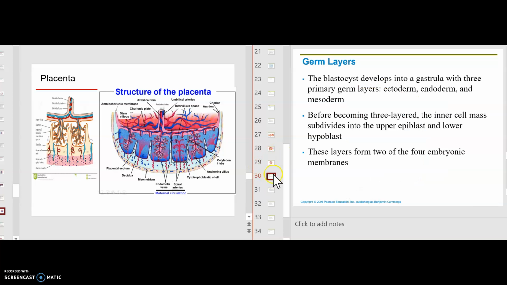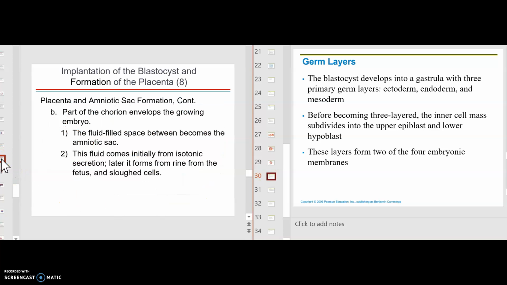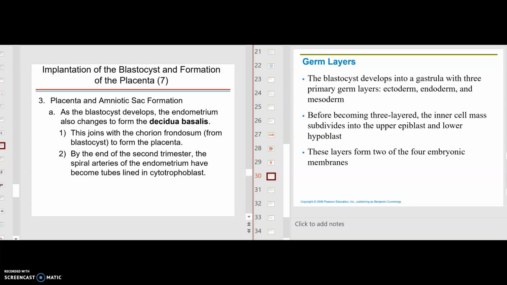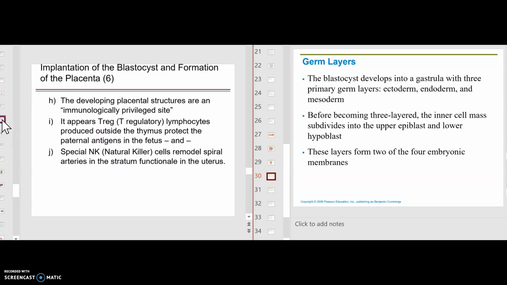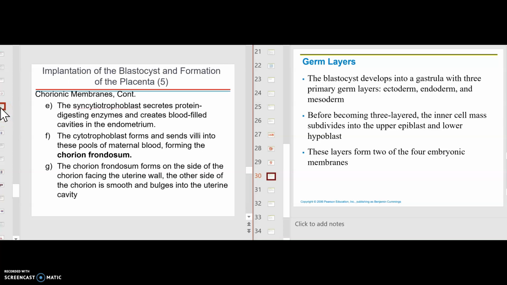So now we're coming to germ layers, and I'm going to come back here, which we talked about everything here. Decidua basalis, so nothing to cover there, except here's the chorion frondosum, that portion I mentioned of the chorion that contributes to the placenta.